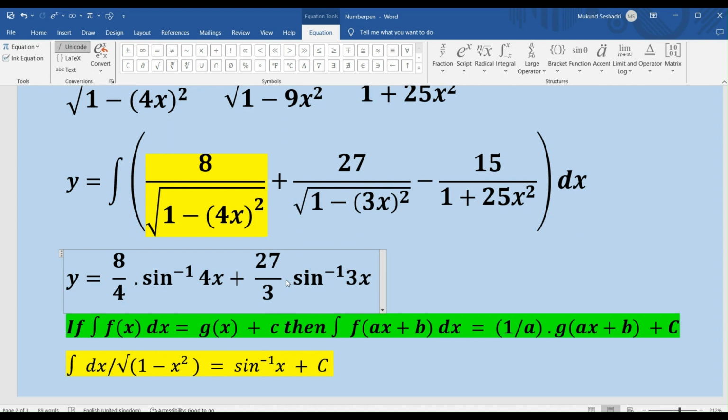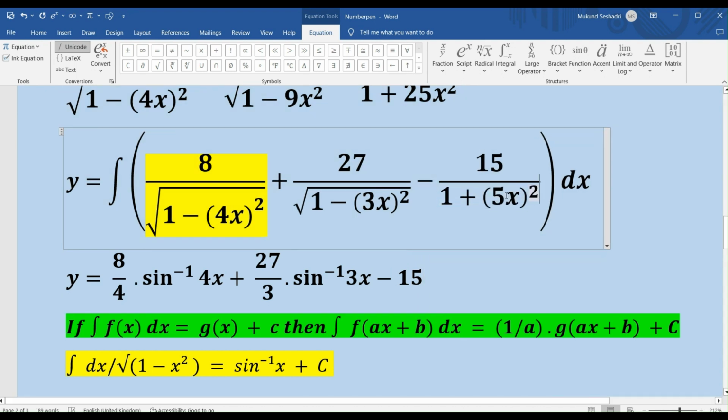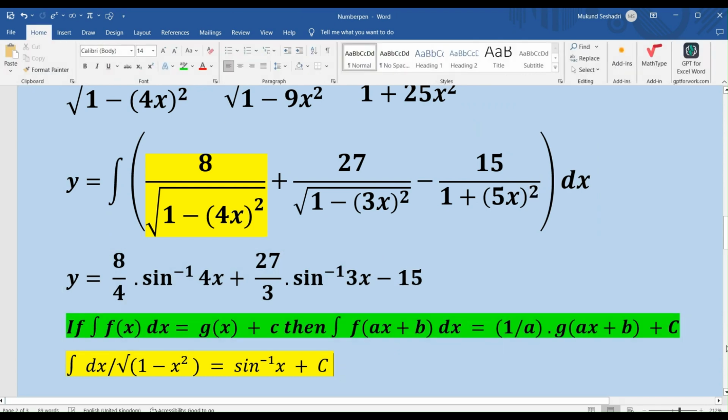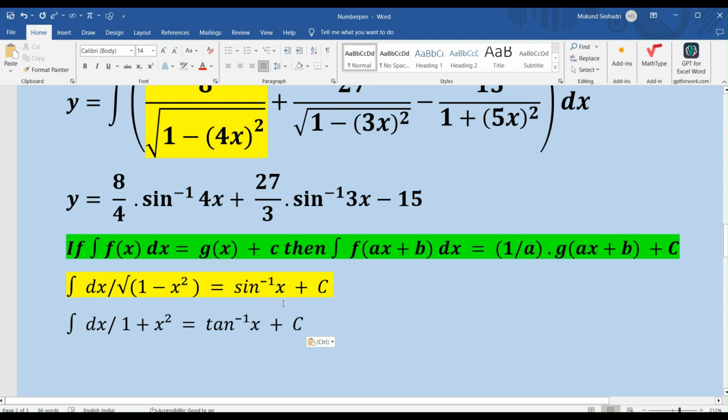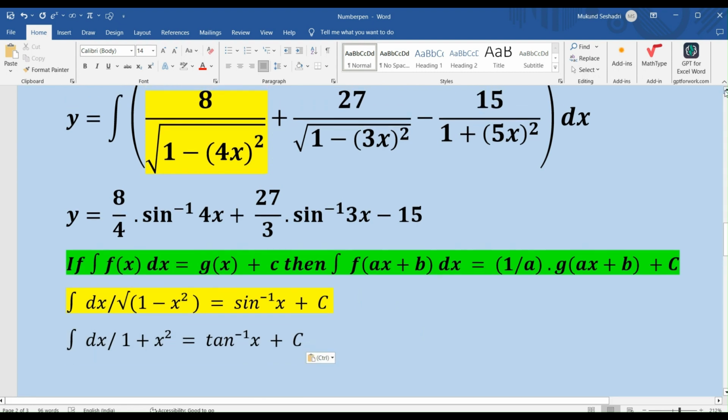And then we come to the final part of the problem where I have 15 divided by 1 plus 25x squared. I'm going to rewrite this. So this is what I have. And I can immediately draw a parallel to this particular formula, right? Integral of dx by 1 plus x squared equals tan inverse of x plus c, right? And the problem that I have is dx divided by 1 plus 5x the whole square. So instead of x, I have 5x.